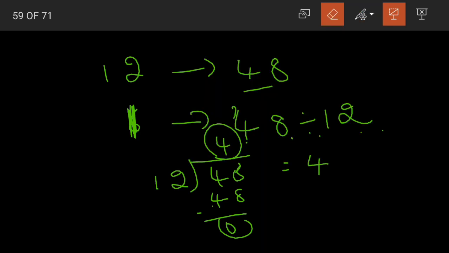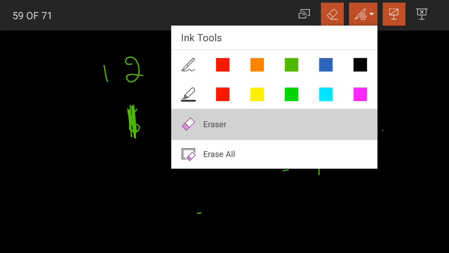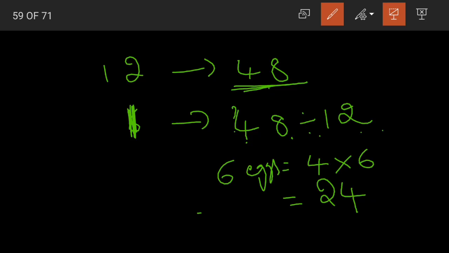Now what is this 4? 4 is the cost of 1 egg. But what do we want? How many did we buy? We bought 6 eggs. So the cost of 6 eggs would be what, children? Very good. 4 into 6, that is equal to 24. Clear? First we had the cost of 12 eggs, which was 48 rupees. From that we find out the cost of 1 egg, that is 4 rupees.